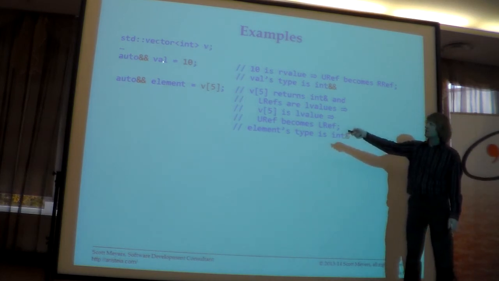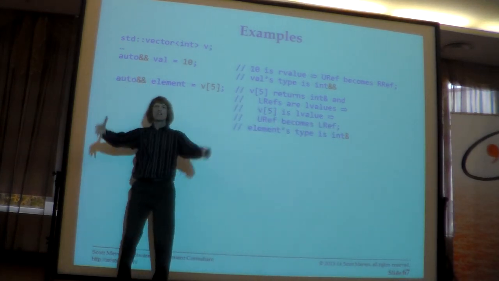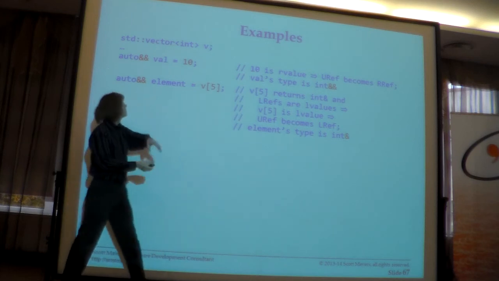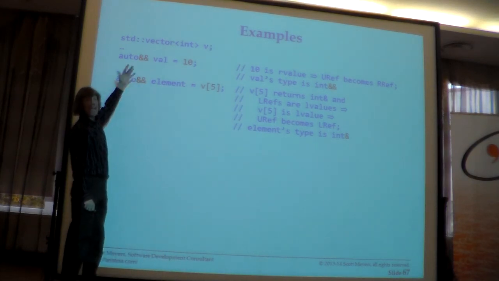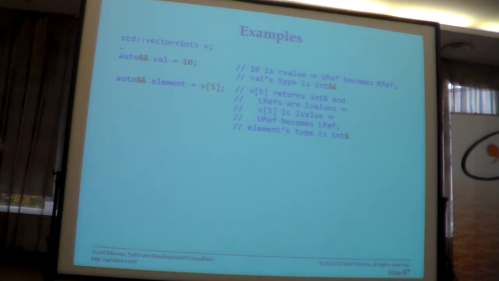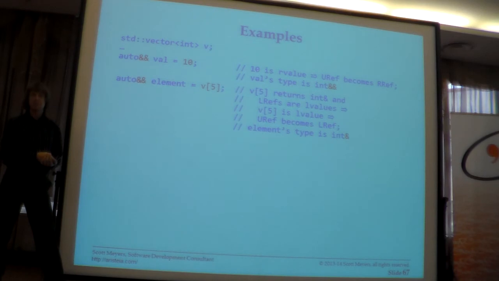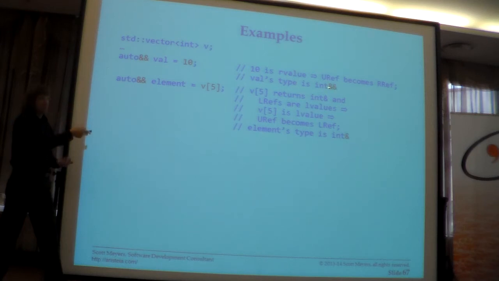I say auto&& val is 10. Now, this is the proper syntactic form. Type&&. Type happens to be auto. And because it's auto, we get type deduction. So the two necessary elements are present here. auto&& is a universal reference. I'm initializing it with an R value of type int. Because it is an R value, this becomes an R value reference, and val's type is int&&.